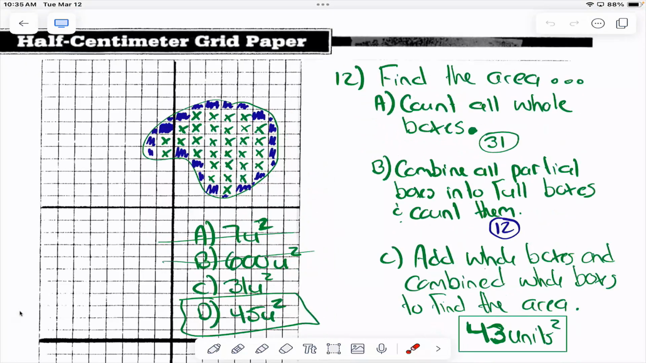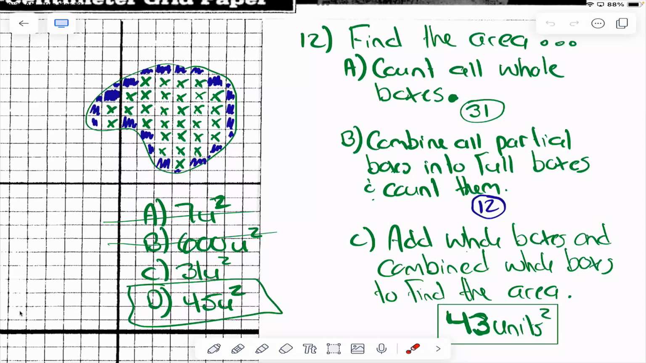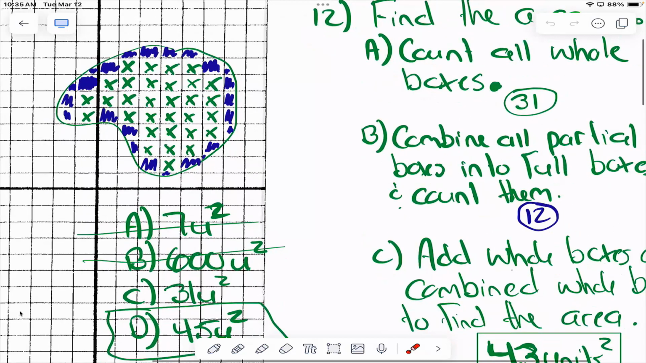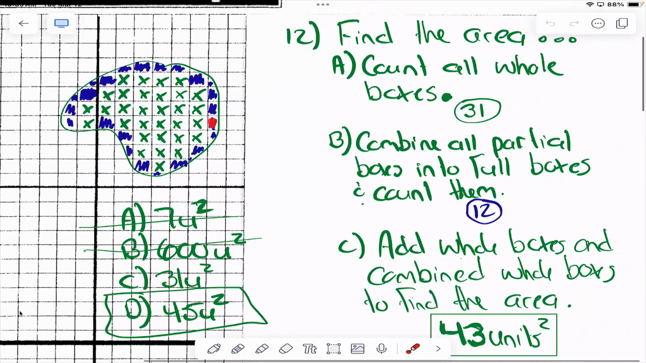Step 1, on the count of 3: 1, 2, 3. What is the first step right here? Count all the whole boxes. So we counted all the whole boxes. Those would be the green ones, right? Then step 2 was? Combine all partial boxes into full boxes and count them. Awesome. So like we looked at this one, we're like, hey, those 2 together make a full box, right? Okay, and then we counted them and we got whatever we got.